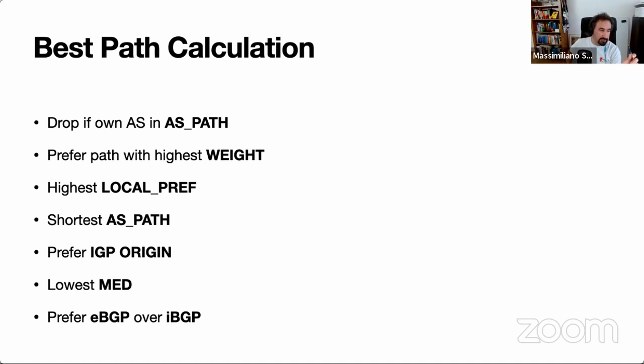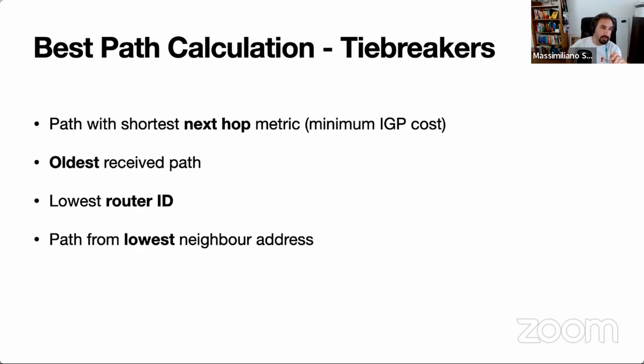We have AS path. We prefer the IGP origin, the lowest MED. We prefer eBGP over iBGP. This is to send out packets as quickly as possible out of the autonomous system. Then we have some tiebreakers. If everything is the same up until now, we match the path with the shortest next hop metric, so the minimum cost for IGP.